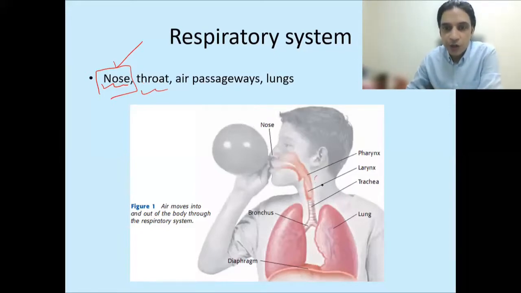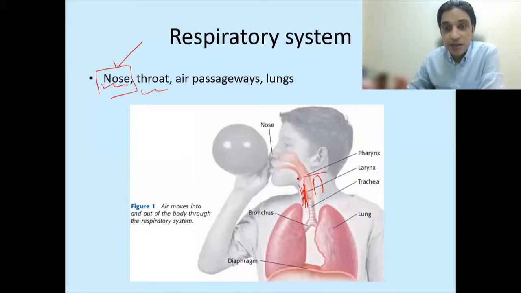One which is not showing here is the digestive system. It should be somewhere here. It is taking the food towards the stomach. It is not related to the respiratory system. That is why it is not here.